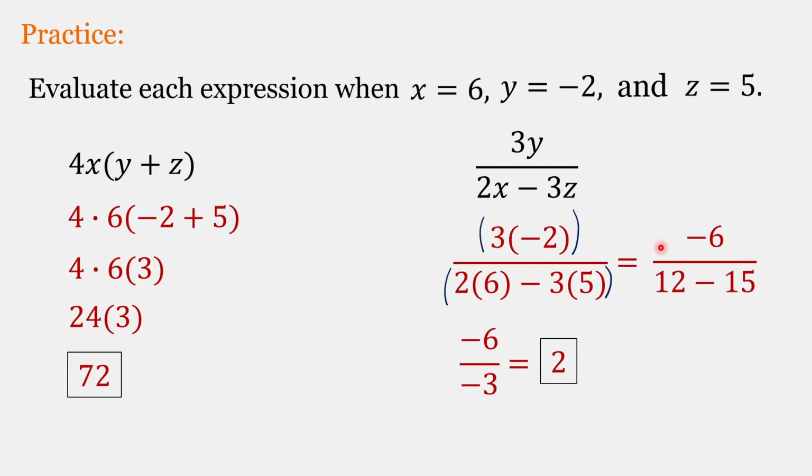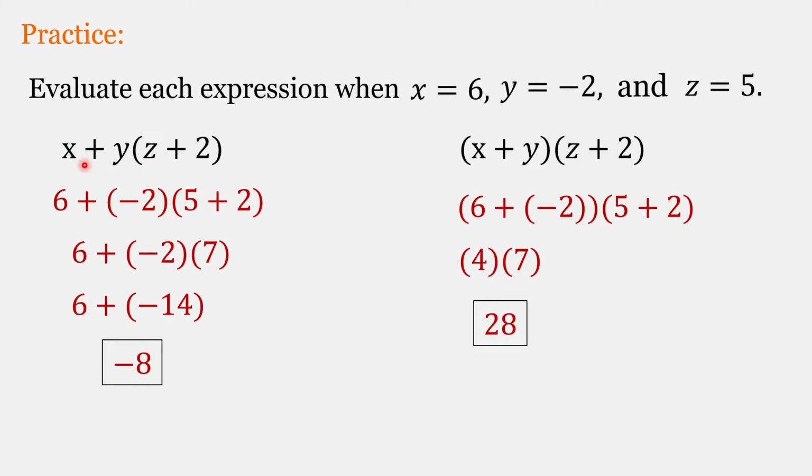3 times negative 2 is negative 6. And then what's on the bottom? 2 times 6 is 12. Negative 3 times 5 is negative 15. And then 12 minus 15 gives us negative 3. Negative 6 divided by negative 3 is 2. Once again, we will substitute the values for x, y, and z into the expression, and then simplify using order of operations. For the first expression, that gives us negative 8. And then for the second expression, doing the same process, we end up with 28.